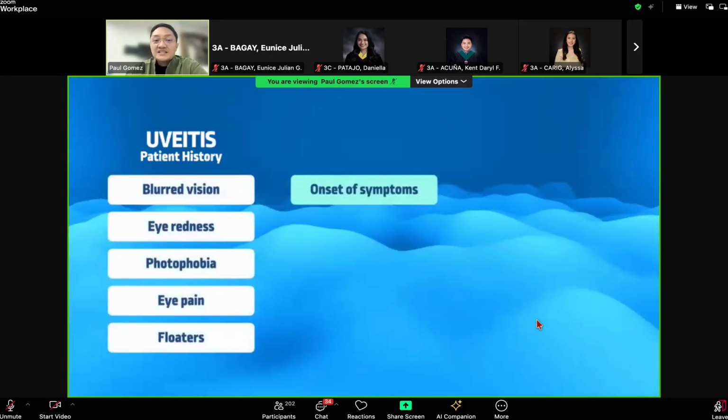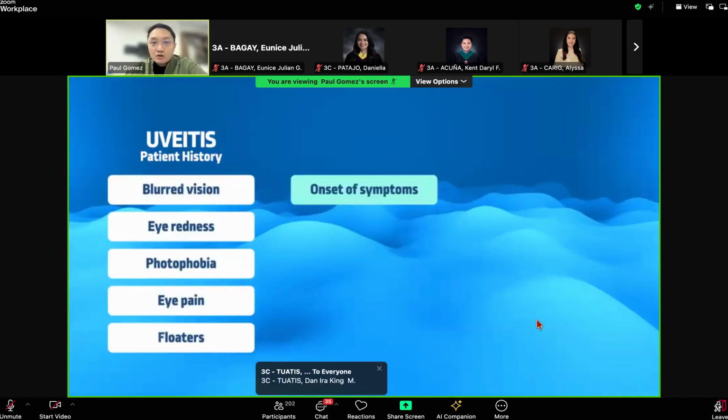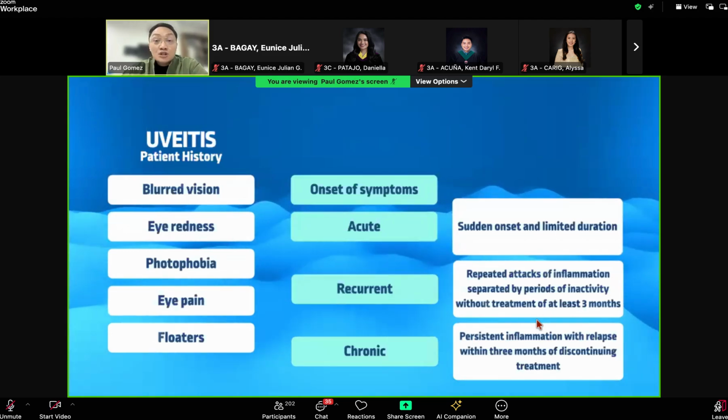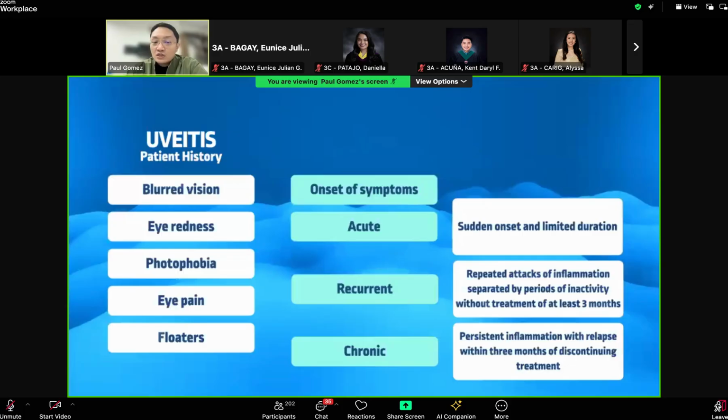And you also have to ask for the onset of symptoms. You can actually classify uveitis depending on the onset of symptoms. That would either be acute, recurrent, or chronic. If it's acute, there's a sudden onset of symptoms and may have a limited duration. If it's recurrent, there may be repeated attacks of inflammation, separated by periods of inactivity without treatment of at least 3 months. But if there's persistent inflammation with relapse within 3 months of discontinuing treatment, that is chronic uveitis.